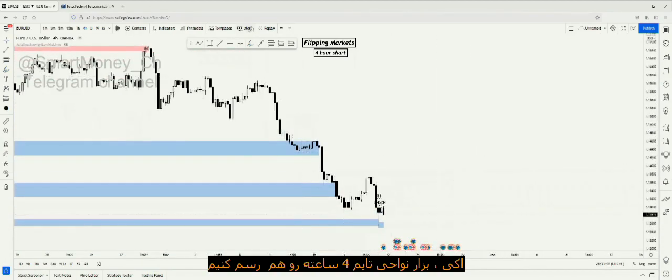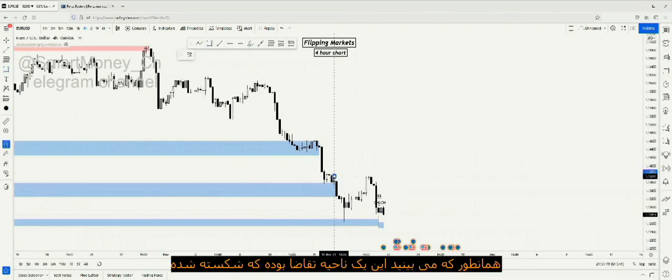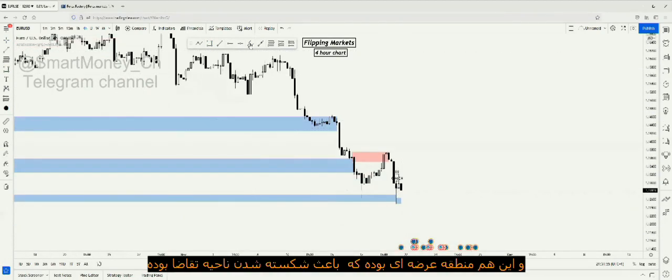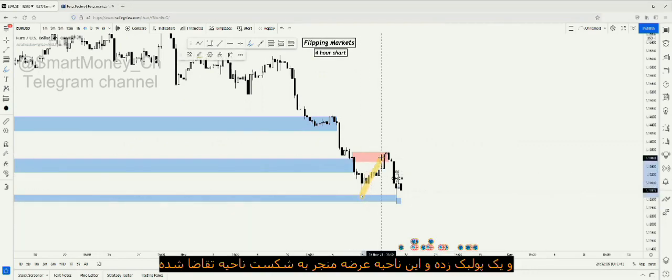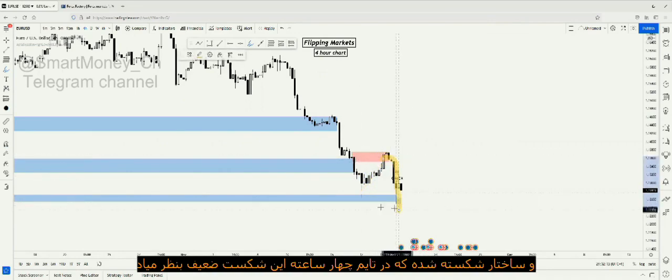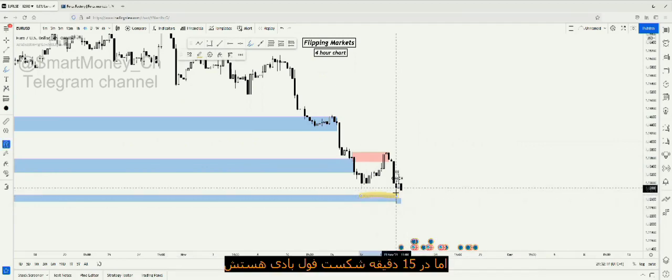Okay, let's map the 4-hour zones out. So as you can see, this was the last demand zone that we just broke through. And this was the last supply zone that caused the break of this demand. After the break of this demand, price tapped into this demand zone again and did a pullback and tapped this supply zone that caused the break of that demand zone. And after a tap of the supply zone, it created an inefficient move to the downside and broke structure a bit weak on the 4-hour, but on the 50-minute, it's a full body break.